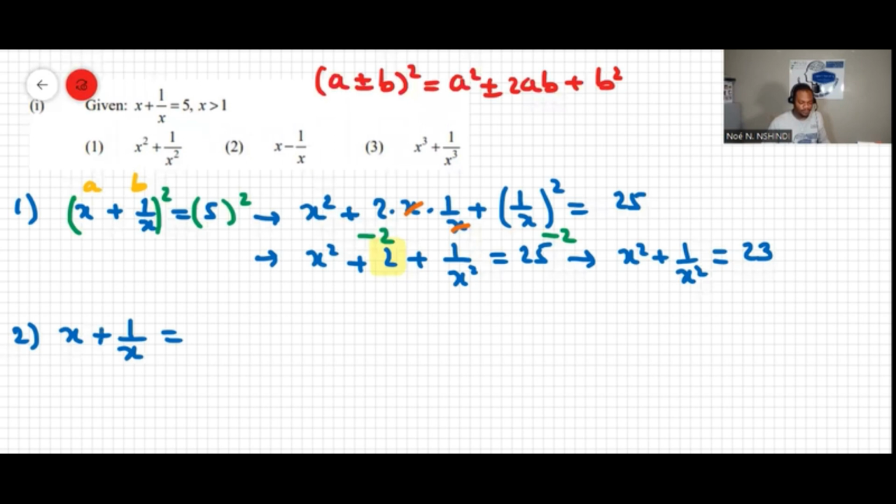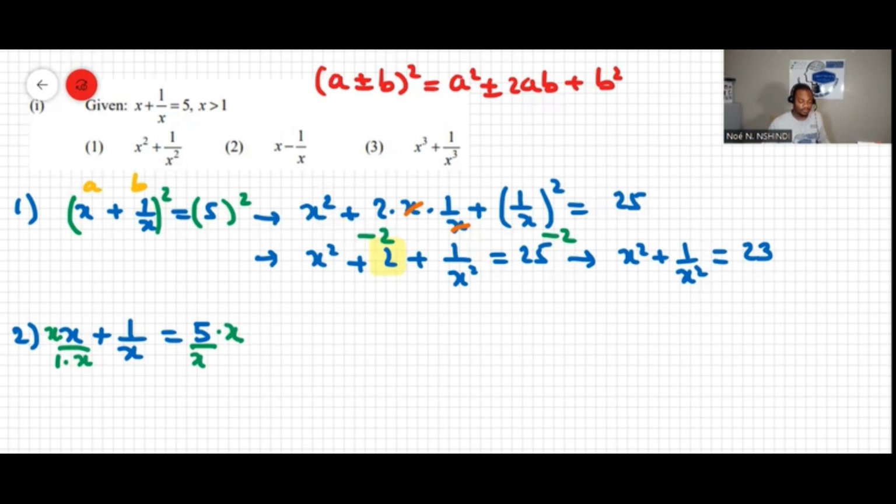Okay, let's first work out x plus 1 over x equals 5. If we want to get rid of the denominator, one way is to multiply the whole equation by x. Here we multiply the 1 by x, over there we multiply by x, and for the division by x we also multiply by x.